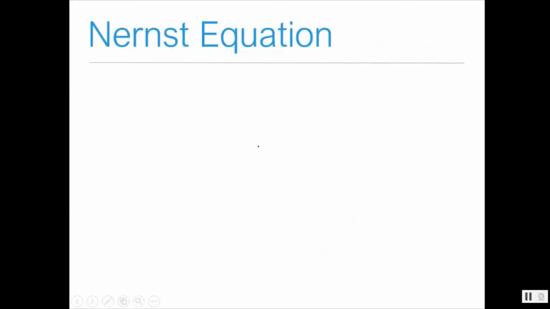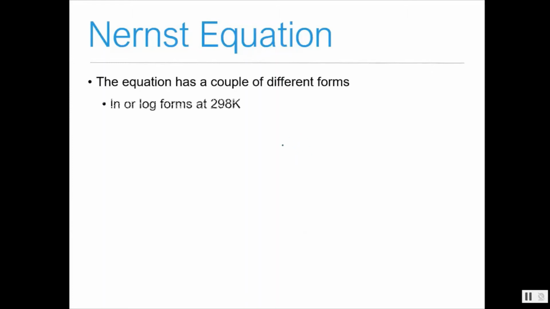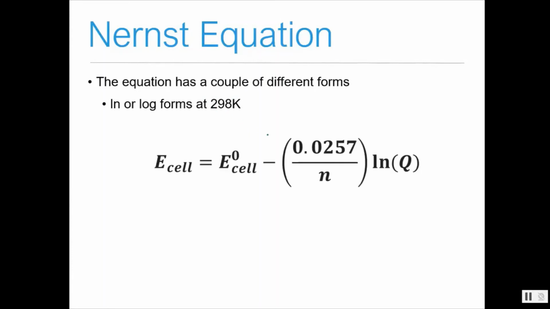So let's say that we have a cell. Just kidding, that's the next slide. So we can take this equation and combine the R, T, and F constants, and then we can express the Nernst equation as either the natural log or log. But it has to be at 298 K for these next two expressions to be true.